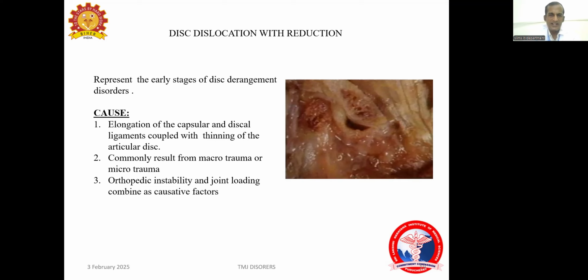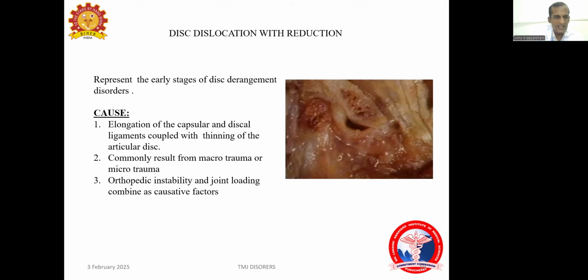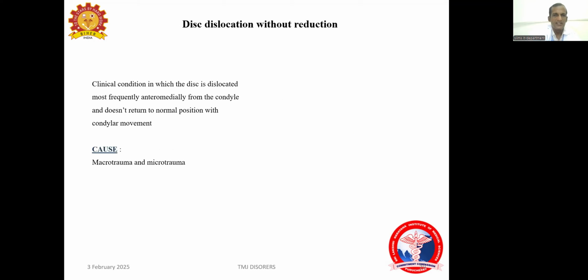This is disc dislocation with reduction. Prior to this, when you look at this disc, it arises from the elongation of the discal ligament and the inferior retrodiscal lamina. Now, when you see this, we'll have an elongation of the capsular and the discal ligament coupled with the thinning of the articular disc. Commonly, it is due to trauma. This is the first condition.